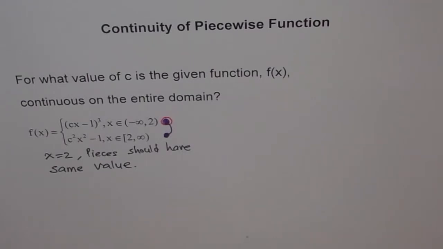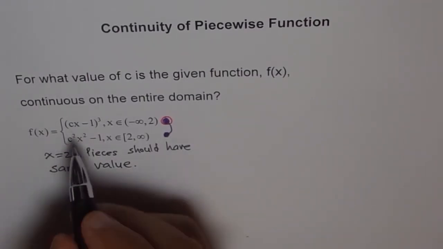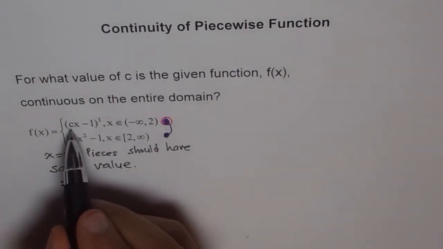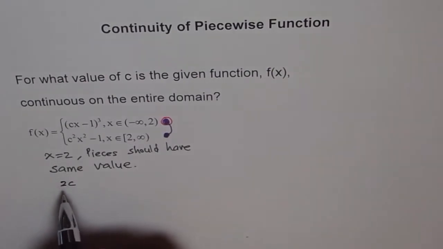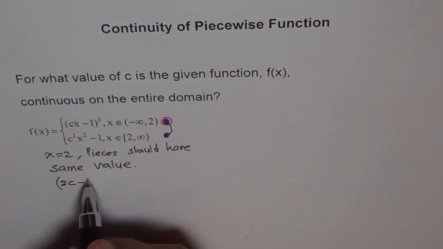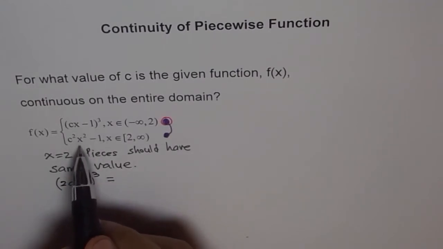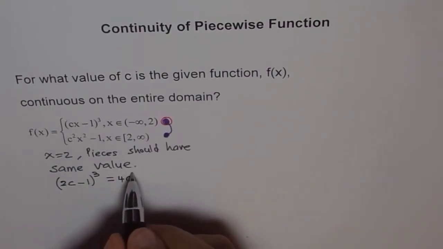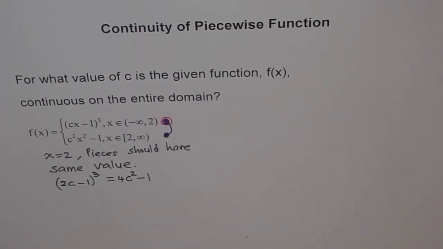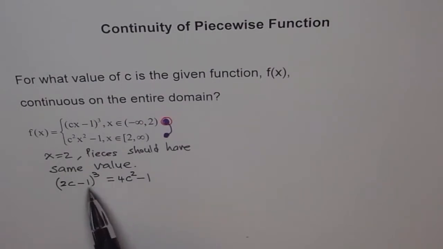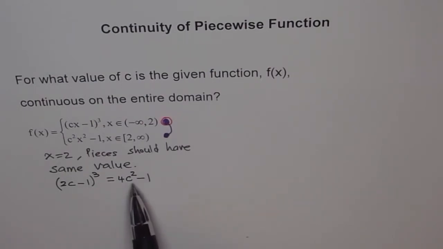So now we write our equation for both pieces with x equals to 2. If x equals to 2, then the first half gives me 2c, because c times 2 is 2c. It's better to write the number first. Minus 1 whole cube, correct? This should be equal to, when I write x as 2, 2 square is 4, so you get 4c square minus 1. This is from the second half, and the other is from the first piece. The first piece gives kind of a hole, and this gives us the starting point.